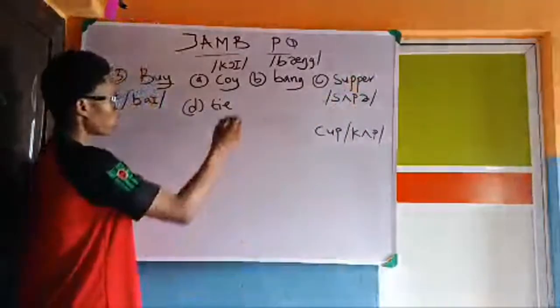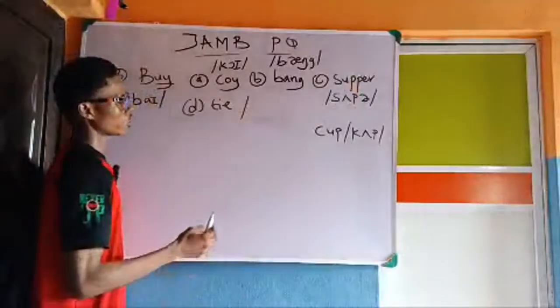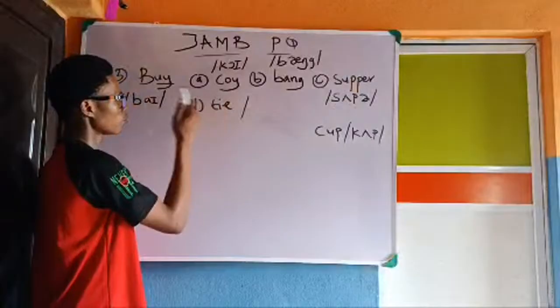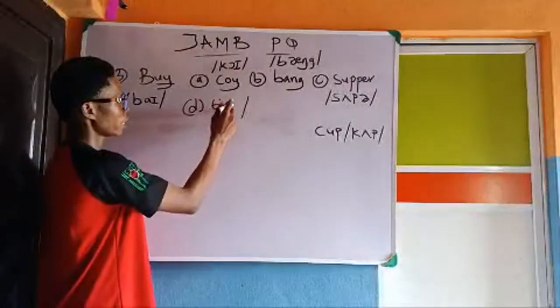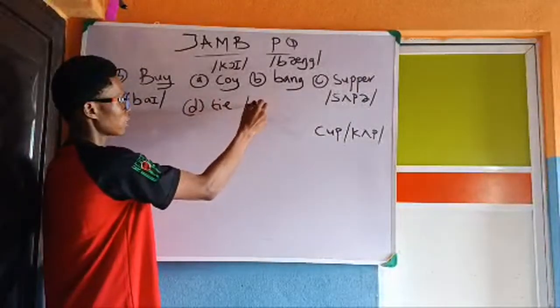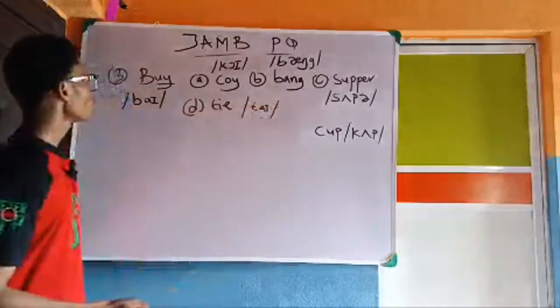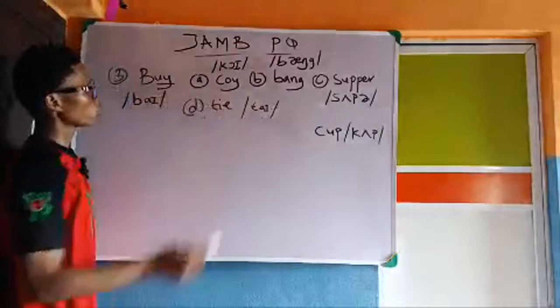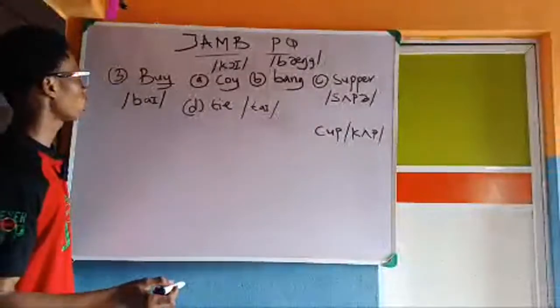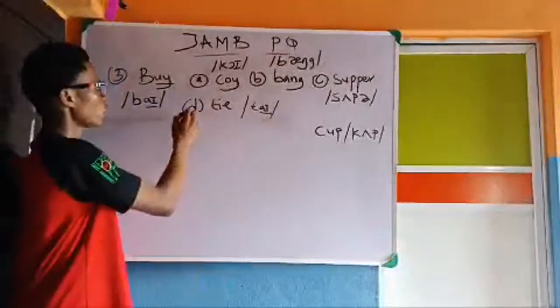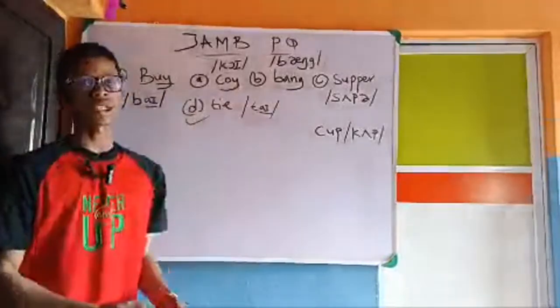If you look at this one, just like I said, if you are transcribing, you don't look at the spelling. You look at the pronunciation. Now, T-I-E. Tie, right? Tie. So if you check very well, the only one that has the same vowel sound as the one in the line, by, is tie. I. So the answer is D. D is the correct answer.